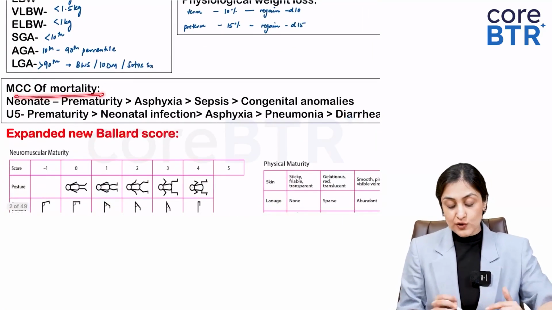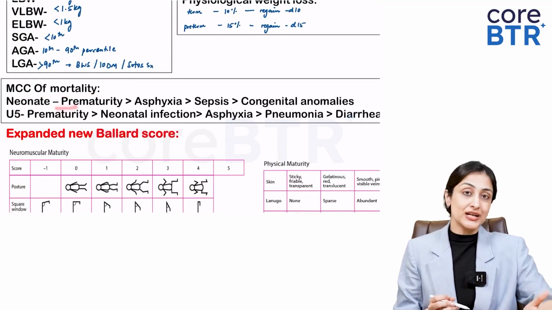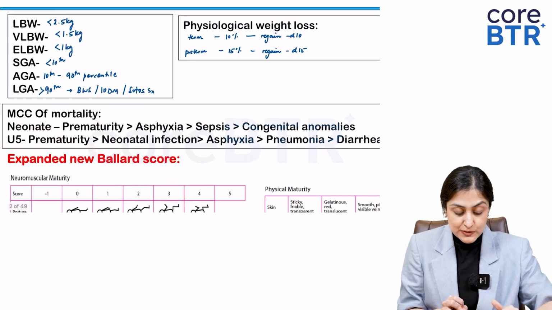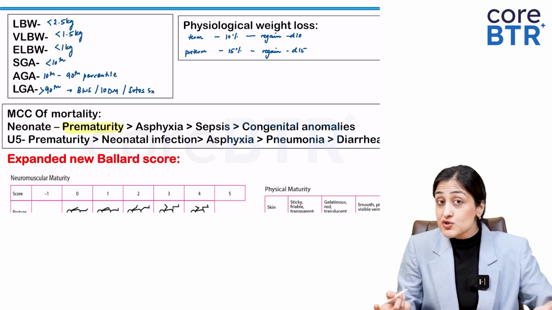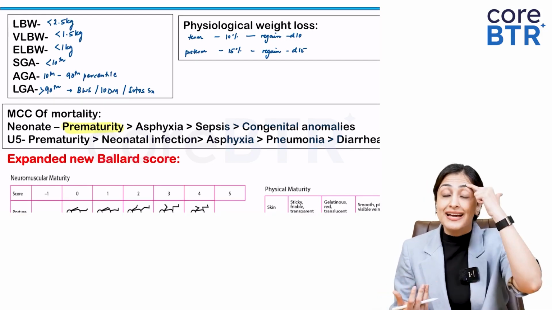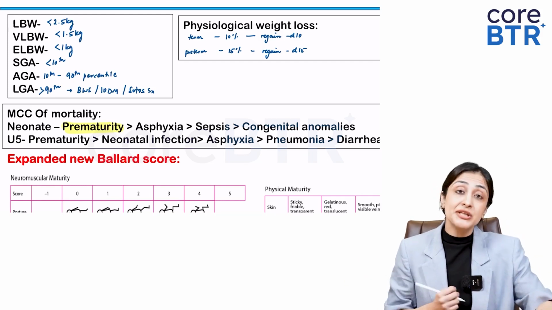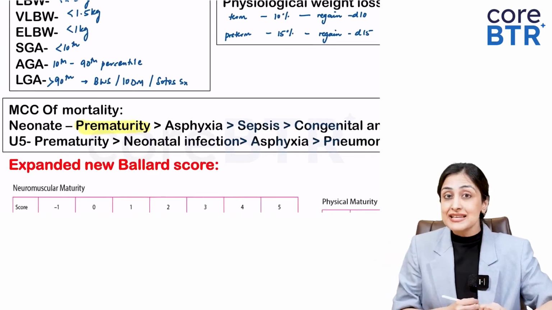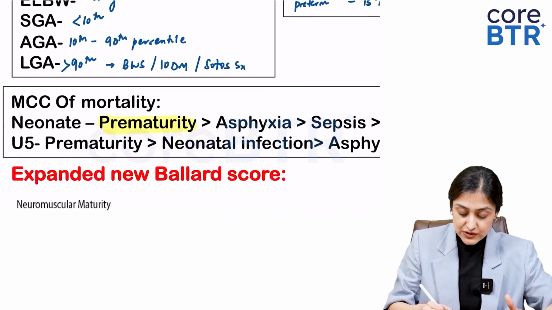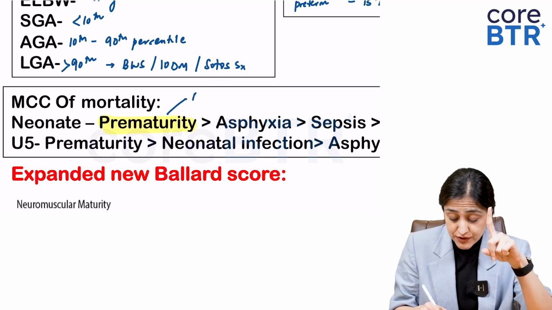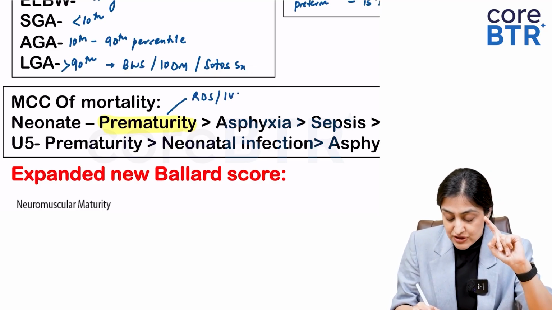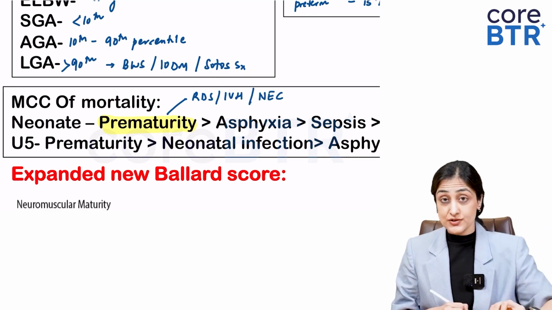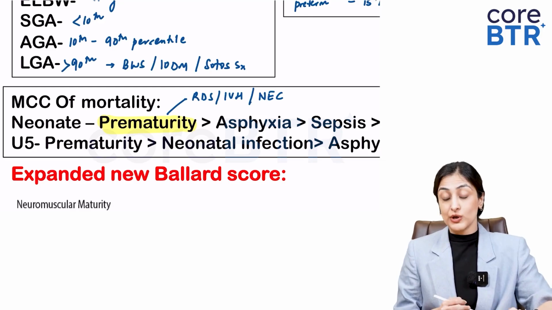Talking about the most common causes of mortality, here they directly ask you one-liners or they can ask you to arrange, okay? So in a neonate, the most common cause is prematurity related deaths. So this could be because of respiratory distress, intraventricular hemorrhage, apnea of prematurity, necrotizing enterocolitis. So all the complications related to prematurity, mainly 3 disorders: respiratory distress, intraventricular hemorrhage, or necrotizing enterocolitis, right? So they contribute the majority to the mortality.